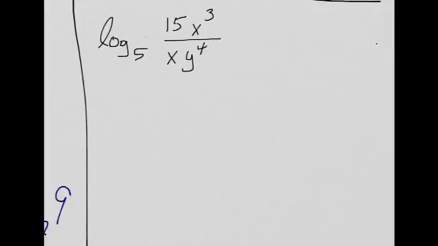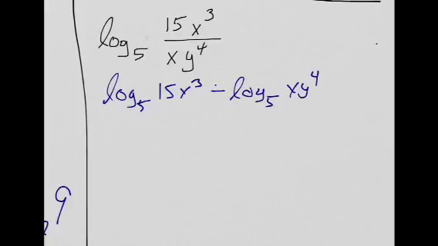So, again, I'm going to start with this division. So I'm going to get the log base 5 of 15x cubed minus the log base 5 of xy to the 4th. But the log base 5 of 15x cubed, like on that first example, I can say that's the log base 5 of 15 plus 3 log base 5 of x, because I used the multiplication product rule and then the power rule.